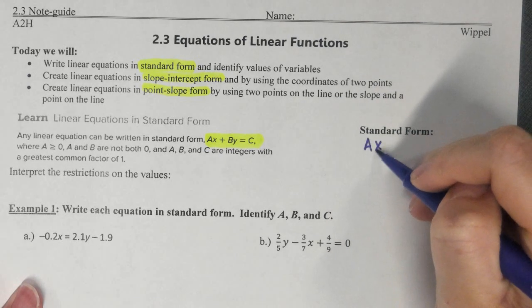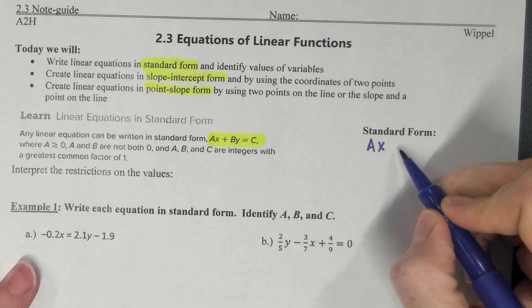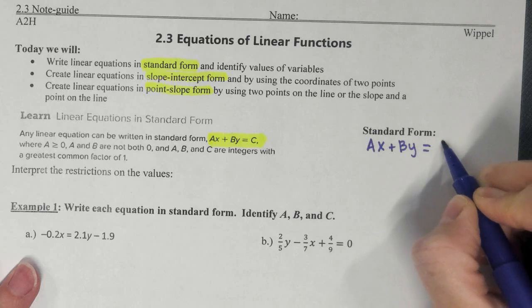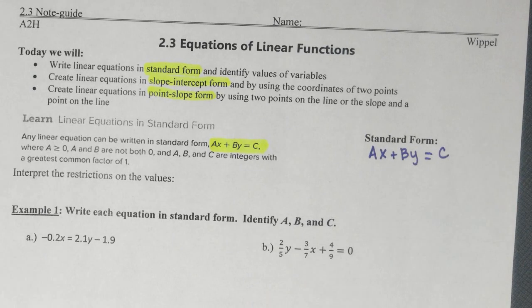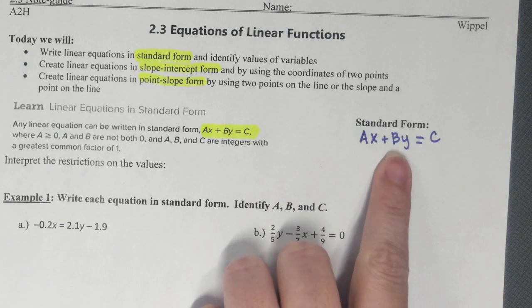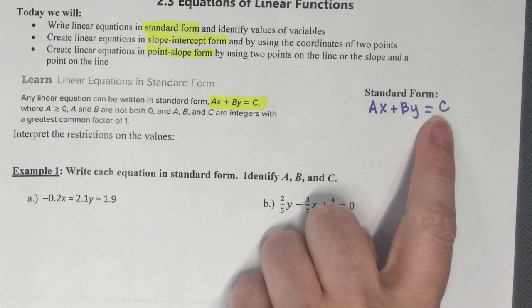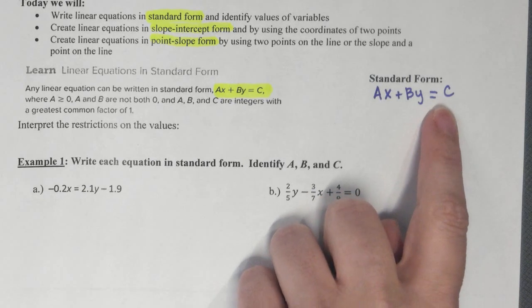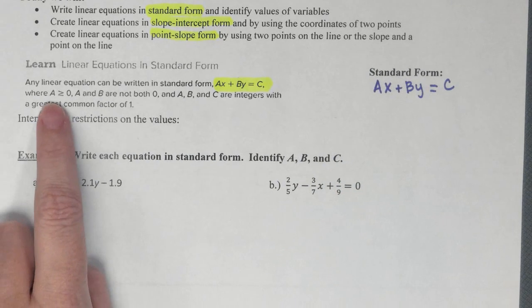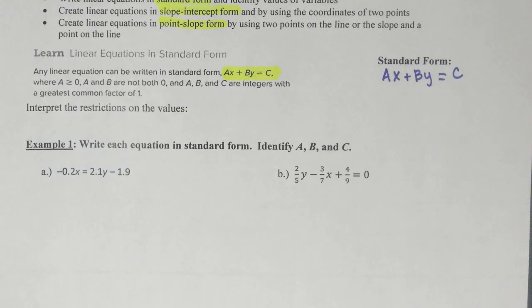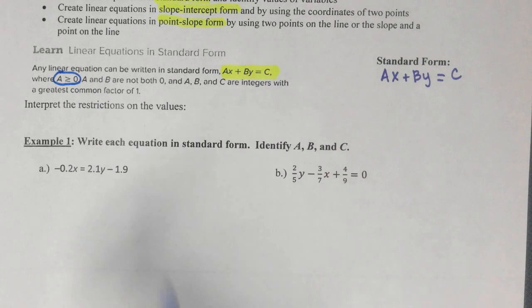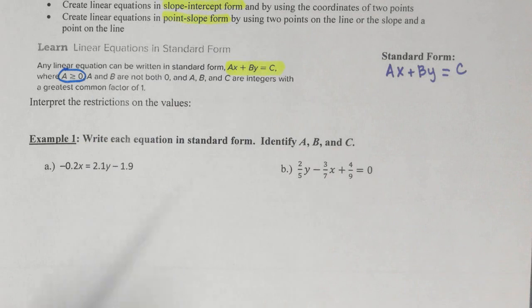You're going to have your x value and then your y value, and it's going to be equal to the constant value c. A is the coefficient of x, b is the coefficient of y, and then c is the constant that's going to be on the right side. Now, there are some different restrictions here. Now, the first restriction says where a is greater than or equal to 0. What does that tell me about a? It has to be positive.